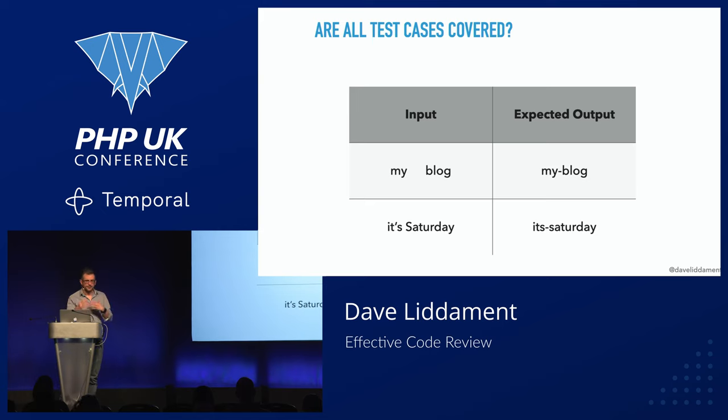So this might form some discussion. This might go back to "let's work out what we're really trying to achieve." And then you probably suggest, I think we need these two extra tests, one where we've got a string with multiple spaces in it, and a second test where we've got a non-alphanumeric character in there. And these are our expected outputs.